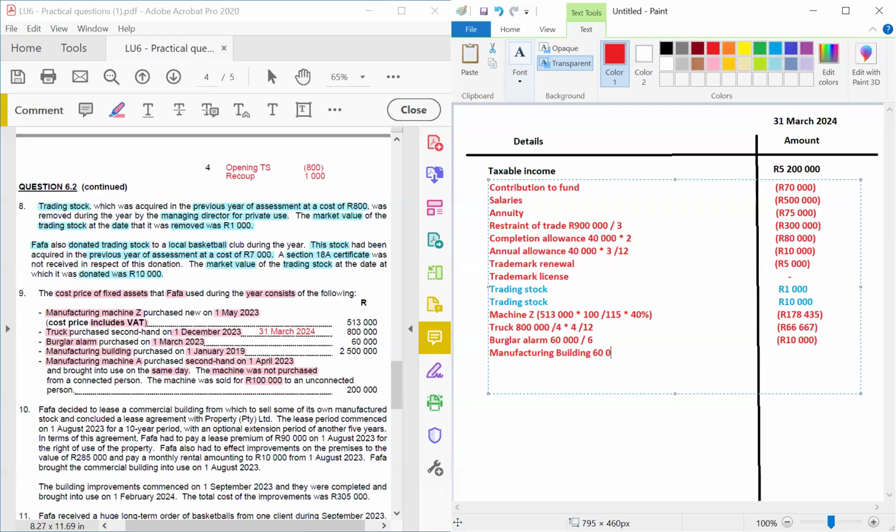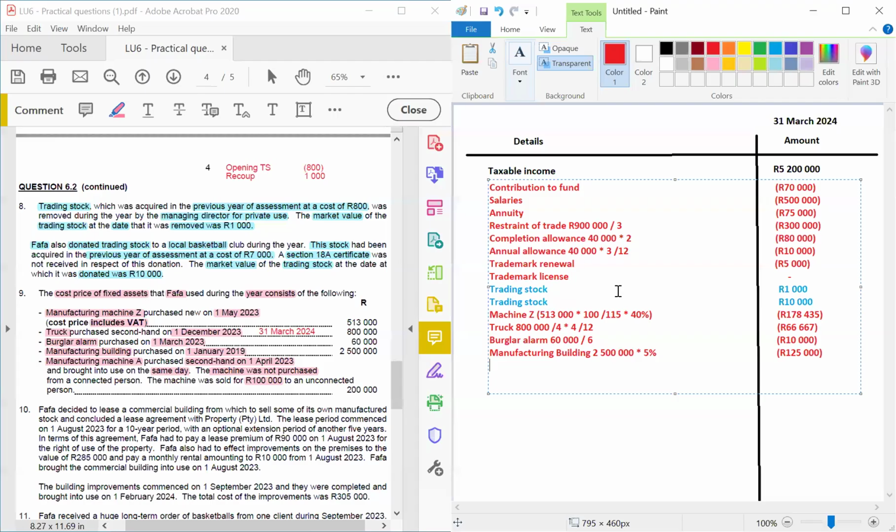So that would be 60,000 multiplied by, no, not 60,000. What's this amount? 2.5 million. So 2.5 million multiplied by 5%. This gives me 125,000. Definitely, that's what I get.